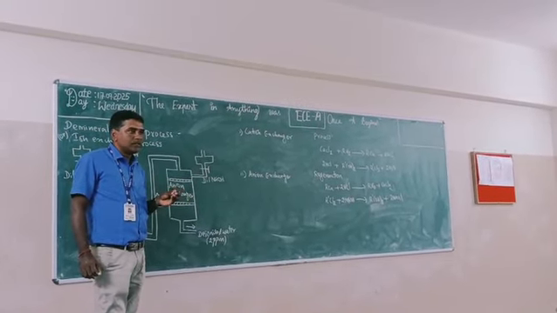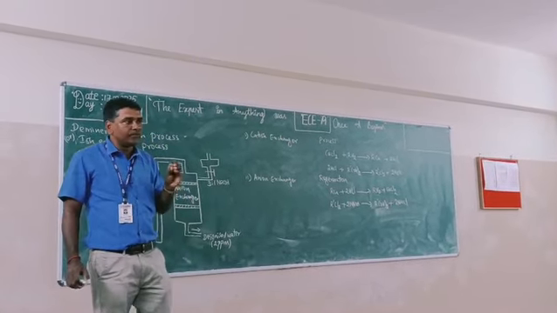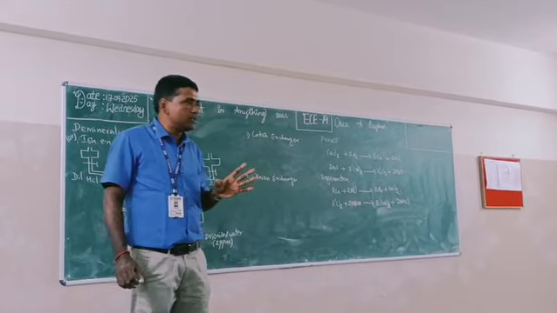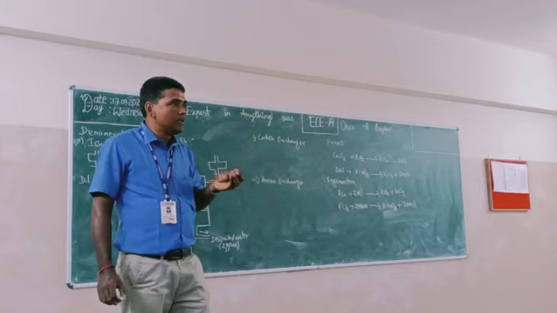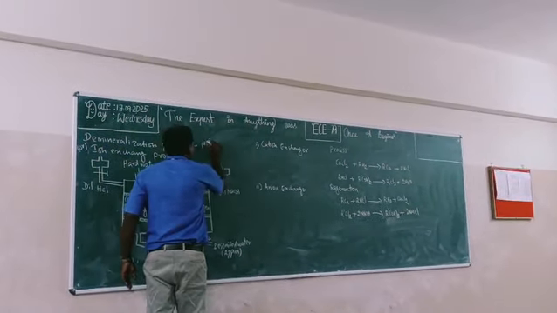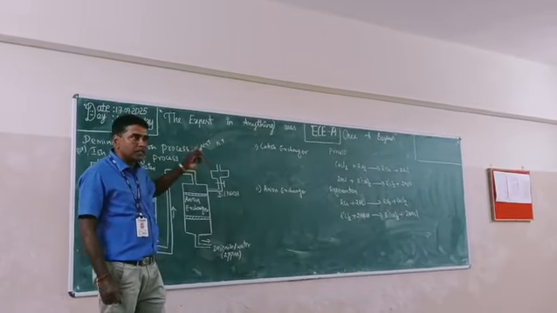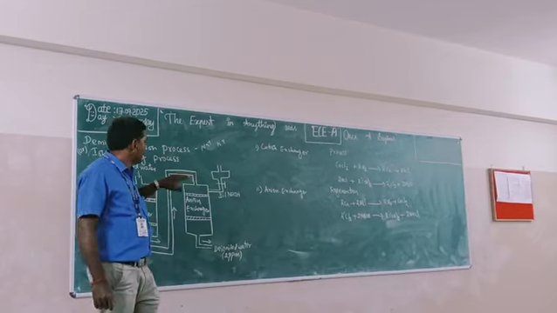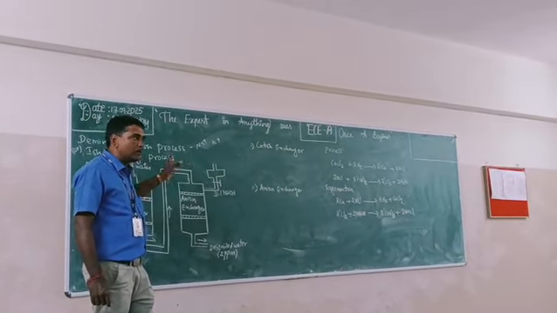Hard water contains calcium and magnesium ions. So soft water means calcium and magnesium free ions, but it contains other ions. Remember, it may be the sodium ions, Na plus and K plus ions. This type of ions is present in the soft water. So soft water is not demineralized water.